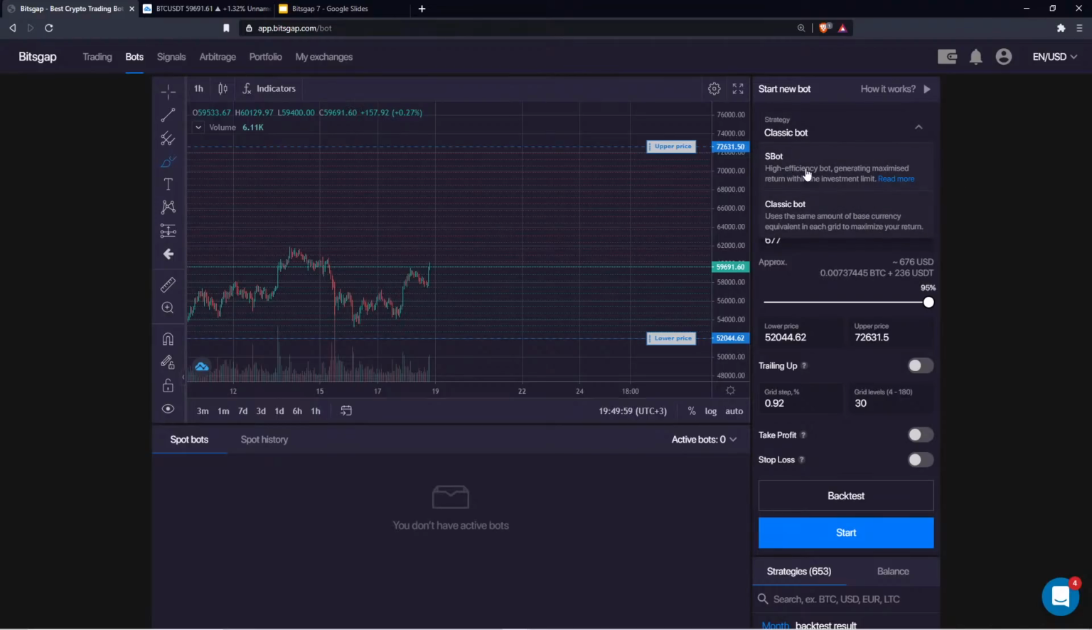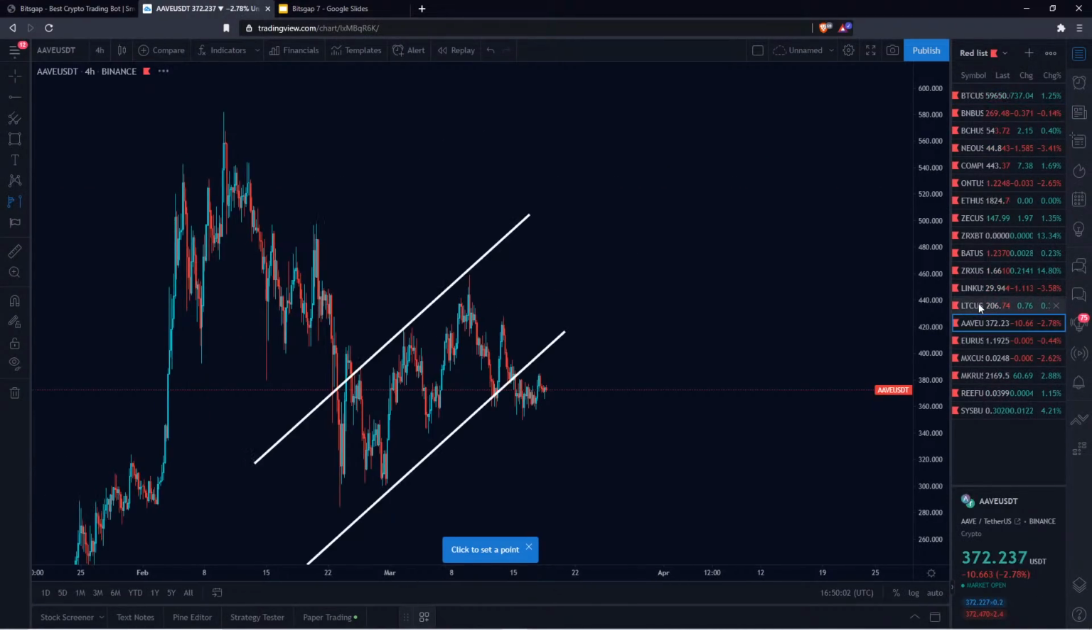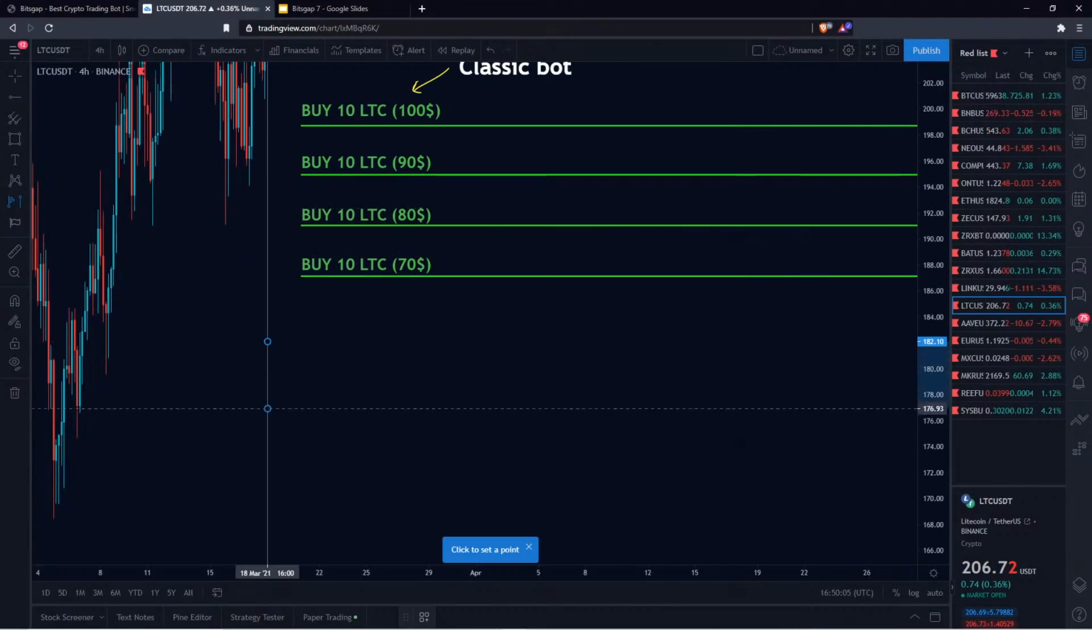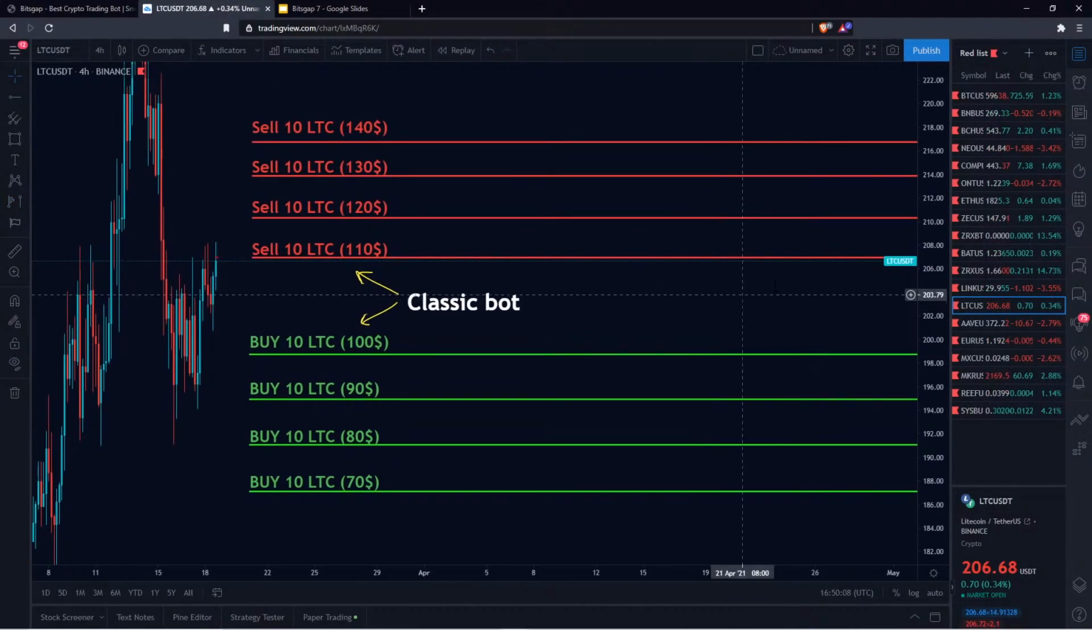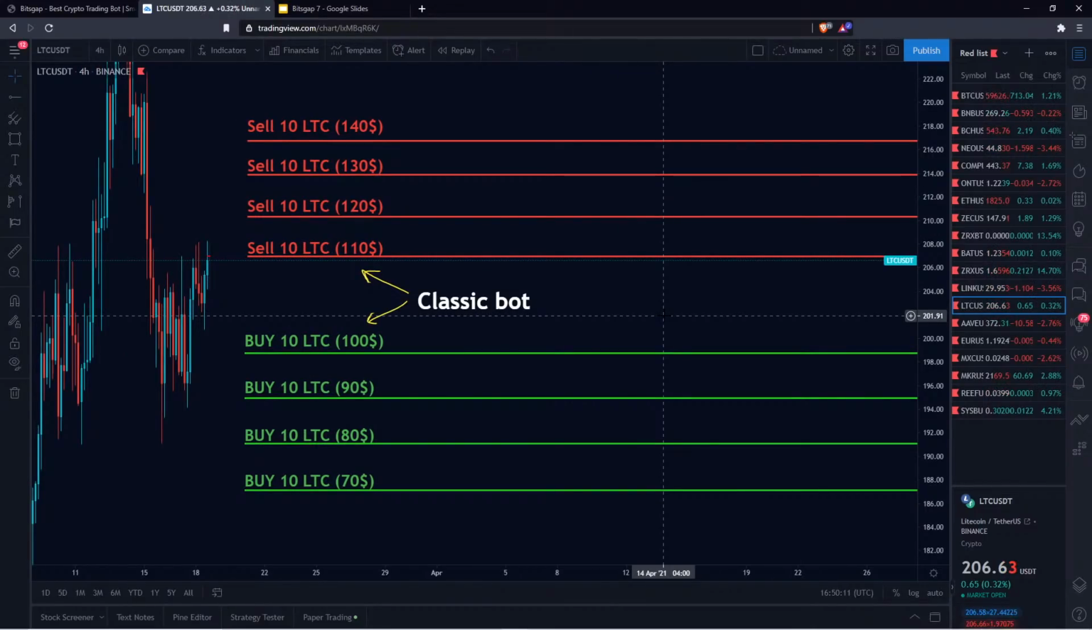So once again, the difference is in the algorithm of investment distribution. For example, in case of the classic bot, it places a fixed amount of coins to be purchased or sold. So for classic bot, it will always buy and sell, well, in this example, I have 10 coins. So it's gonna sell and buy always 10 LTCs, okay? And if 10 LTCs cost $100, it's gonna spend $100 to buy. If 10 LTCs cost $90, then it's gonna just spend $90.